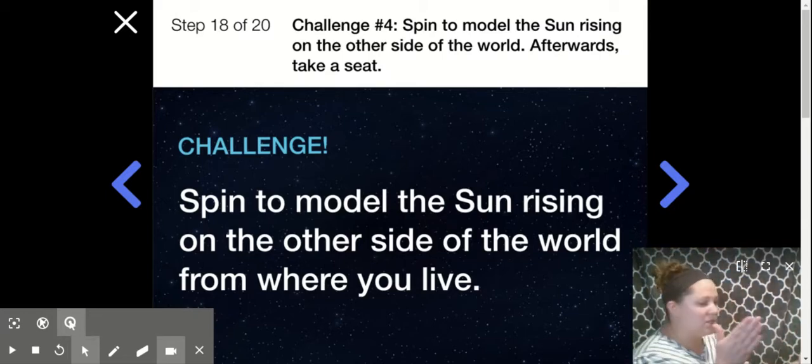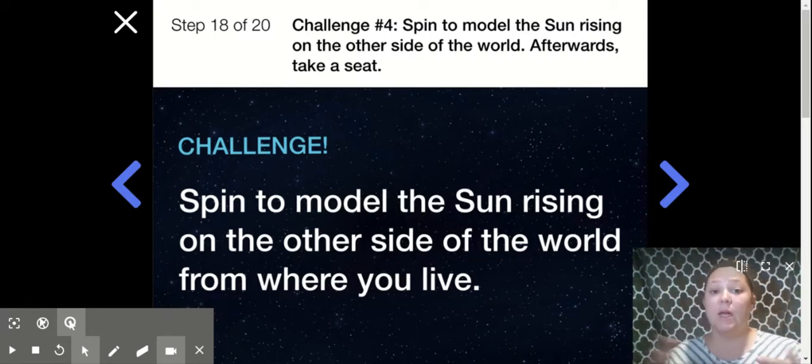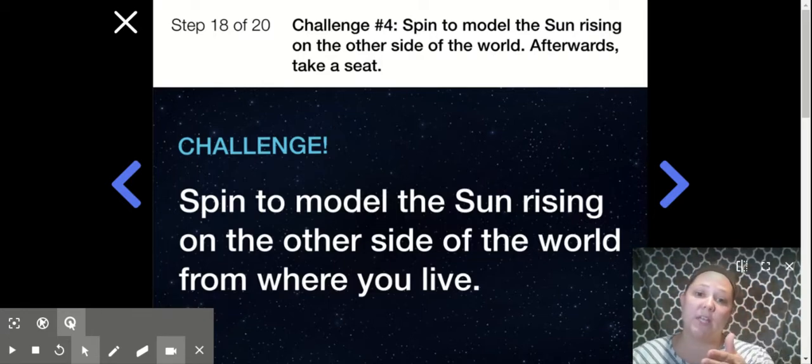So we rotate. It's this giant cycle that we go through every day, 12 hours for daylight and 12 hours for nighttime, which equals 24 hours in one of our days.